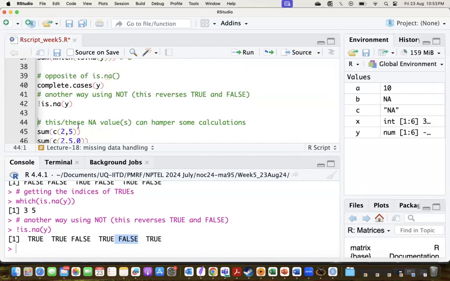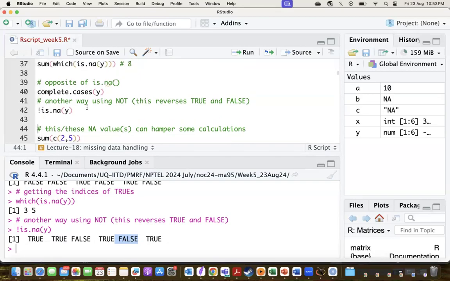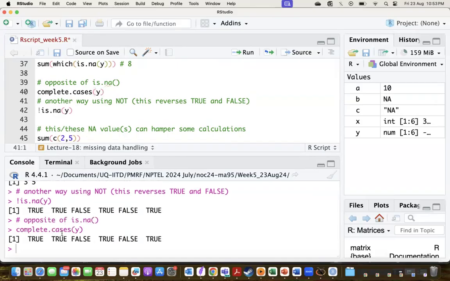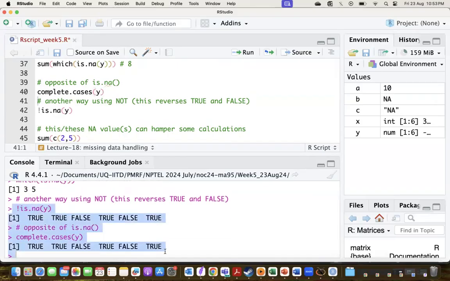So it just depends on what you want to call true, right? There's no hard and fast rule that NAs should always be called true or the non-NAs should always be called true. It's up to you. Another function which is already there in R is called complete.cases, and that also gives us the same result. So it's basically what the questions are saying, which of these are not NA, which of these are complete. Which is why the output of both these cases is the same.